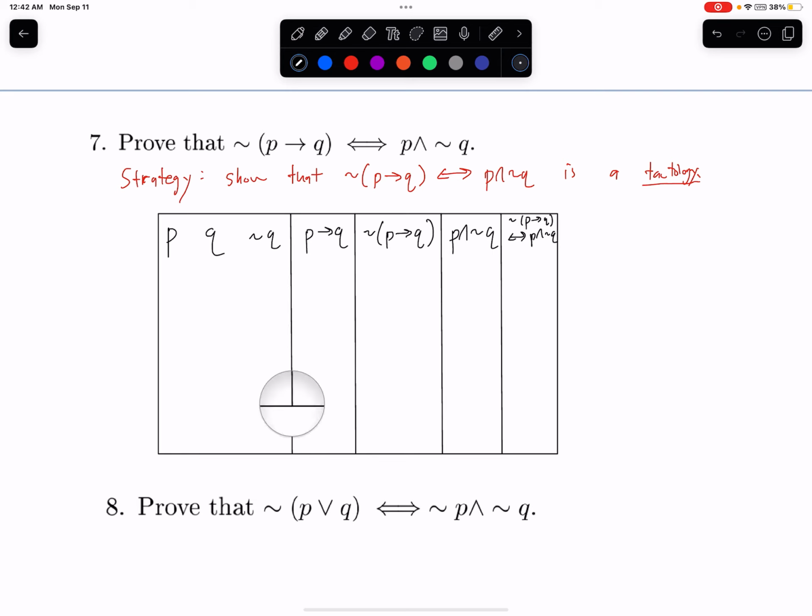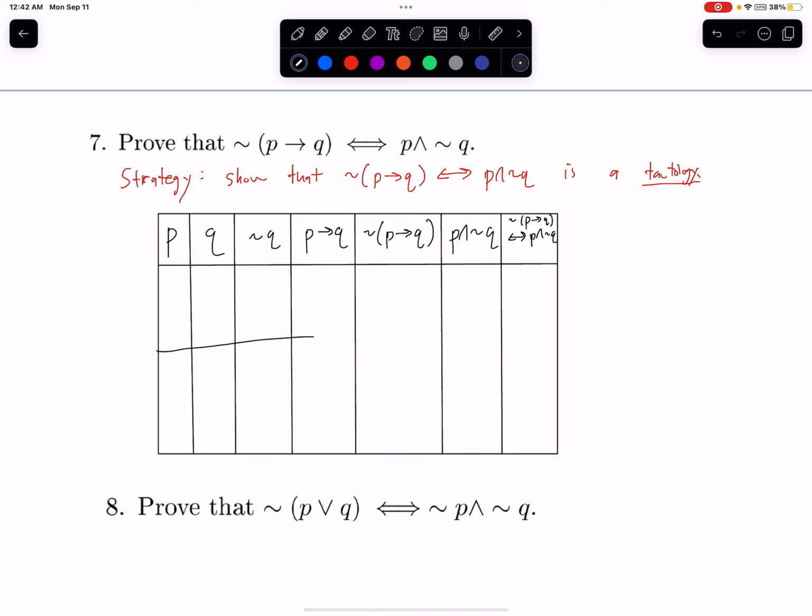So again, just to reiterate, to prove a logical equivalence, you show that you have a tautology when you have the regular biconditional statement. I just threw a lot of language at you just now, so let me say that one more time. To prove a logical equivalence, you want to show that the biconditional is a tautology.